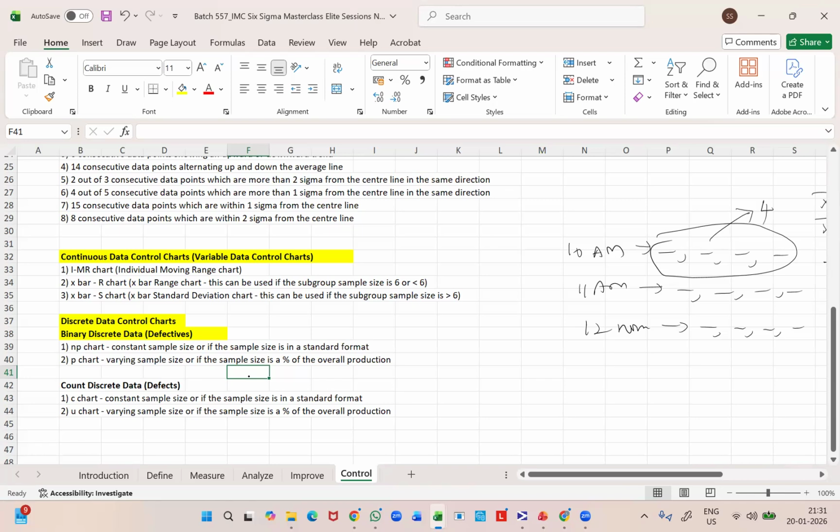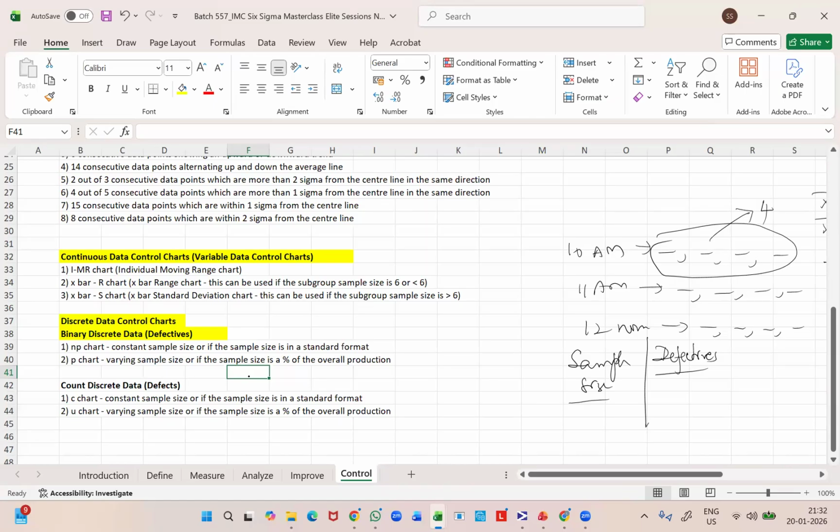So in case of discrete data control charts, we will have sample size in one column and the discrete metric in the other column. So it could be defectives or defect. If it is defectives, we need to understand it would represent binary discrete data. If it is defect, we need to understand it would represent count discrete data.